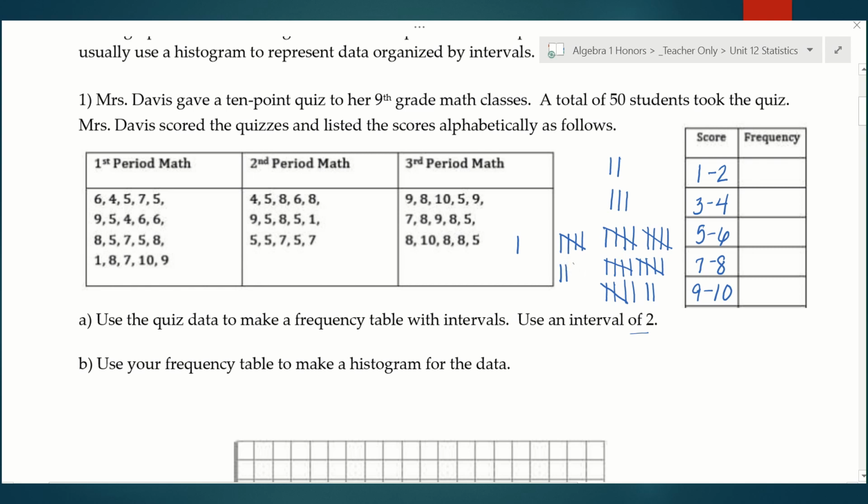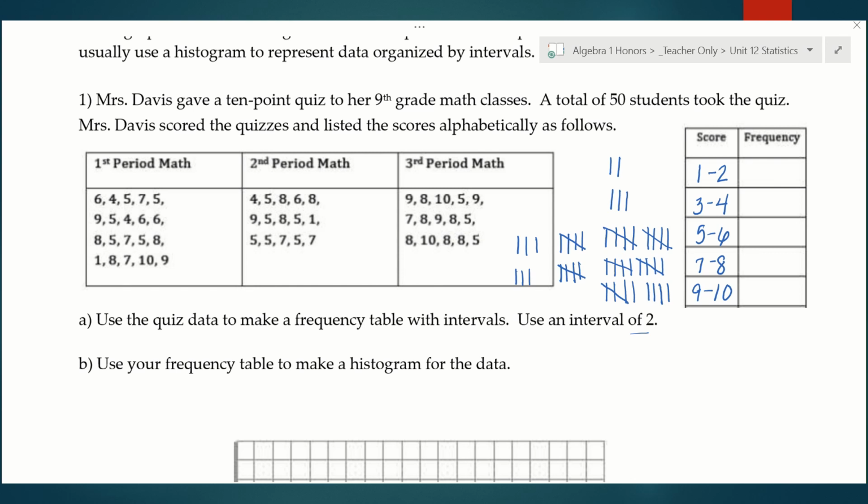Second row, 7, 8, 9, 8, 5. My last row, 8, 10, 8, 8, 5. Okay, sorry, that was a little confusing because I started running out of room, so I was going backwards here.